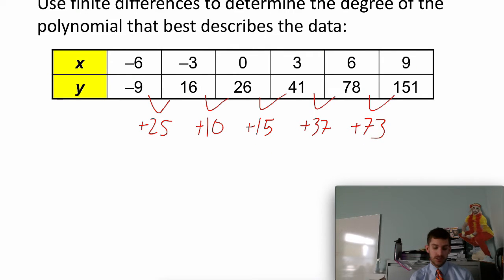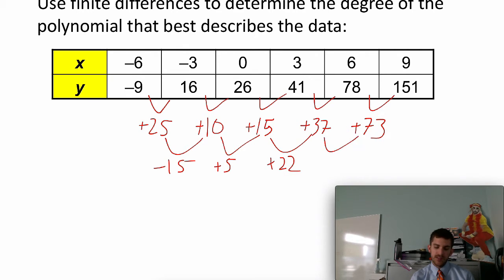So if at first you don't succeed, try another row. So 25 to 10, we're actually subtracting 15. 10 to 15 gives us adding 5. 15 to 37 is plus 22. And then 37 to 73 is plus 36. So those also are not constant. If they were, it'd be the second row, which would be a second exponent, which means we're dealing with quadratics. Let's keep going.